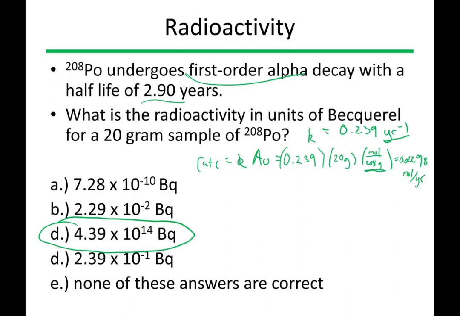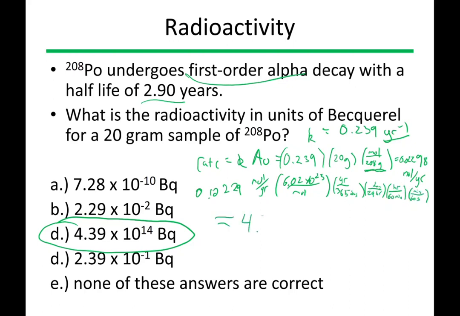We need individual decays per second, so we have to do a few conversions on this. So this would be 0.0229. And then we want to convert the moles to individual reactions. And then we want to convert those years to seconds. So we have a few conversion factors for that. And if we plug all of those in, we get 4.39 times 10 to the 14th decays per second, or becquerels.